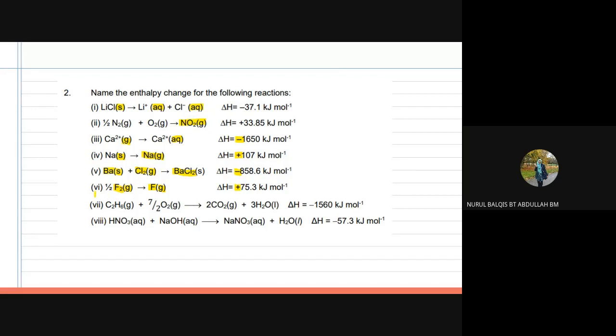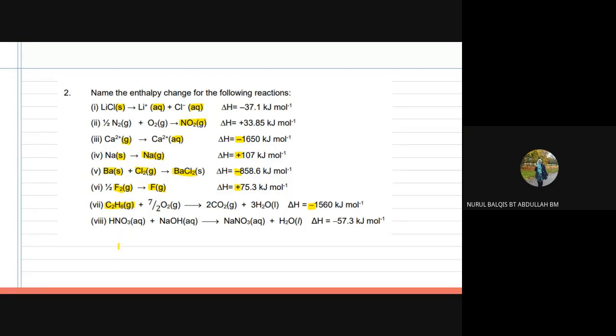Okay, number 7. Your delta H is negative, and then look for the 1 mole of substance. Who is 1 mole now? C2H6. C2H6 in gaseous state, are they located on the left-hand side of the reaction or the right-hand side? Left-hand side. Left-hand side means they are reactant or product? Reactant, yes. C2H6 undergoes reaction with O2, we call it? Enthalpy of combustion. Yes, combustion. So this is enthalpy of combustion.